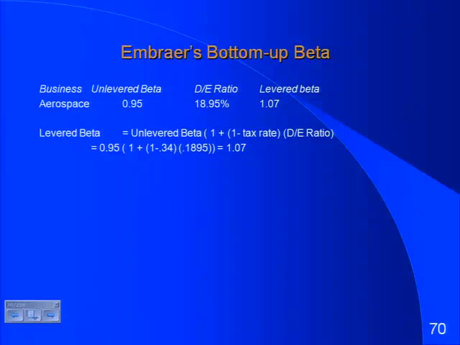This is a ploy you will have to use in many emerging markets, because if you define bottom-up betas purely in terms of companies within your market, you're very quickly either going to run into really small samples of strange companies or you're going to find no companies at all. The unlevered beta I used was 0.95. The levered beta I ended up with was 1.07, based upon the debt to equity ratio for Embraer.